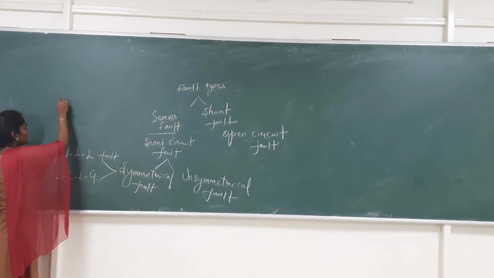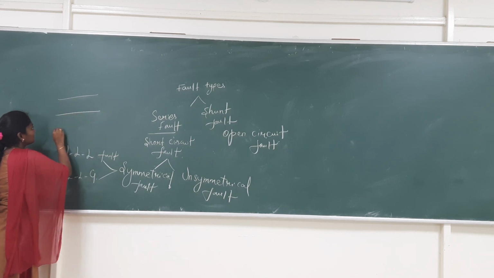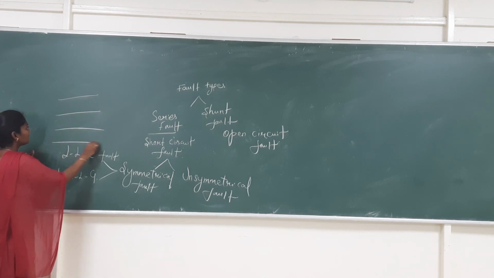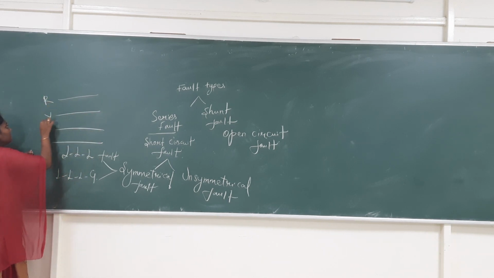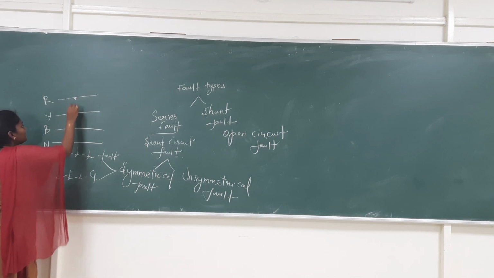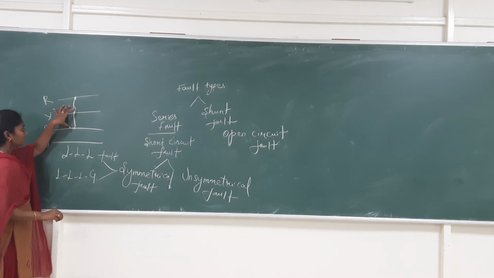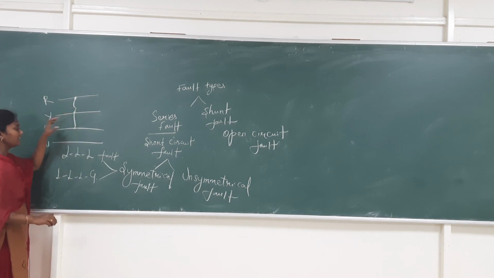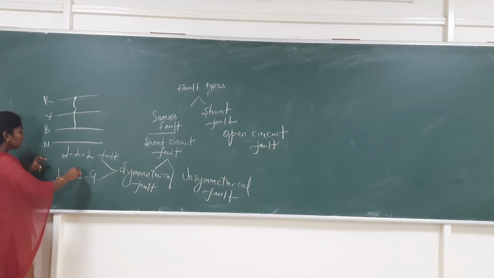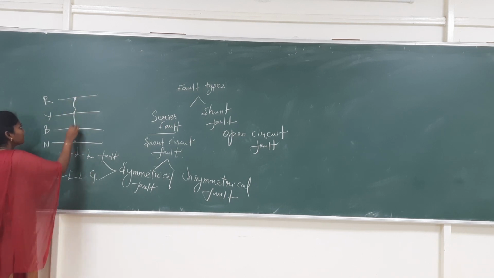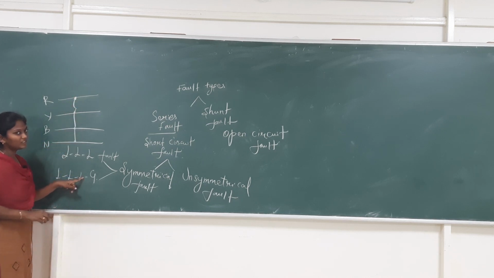If I am considering a three phase system, this is ground, R, Y, B, and neutral point. If the three lines are shorted, it is called a line to line fault. Or if all three phases are shorted to ground, it is called a line to ground fault.